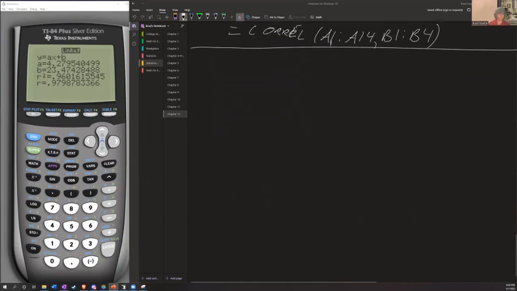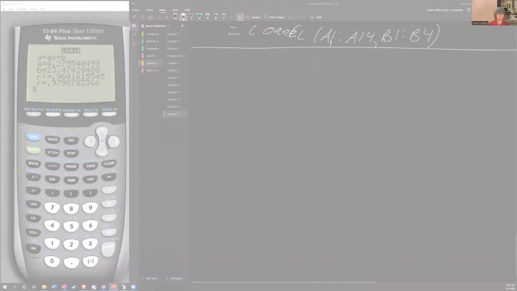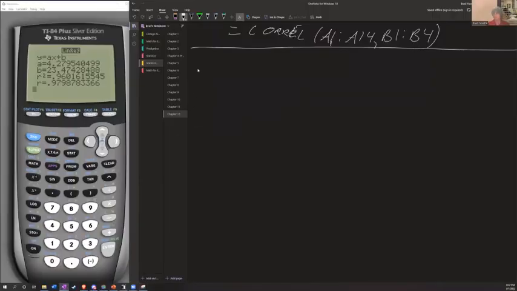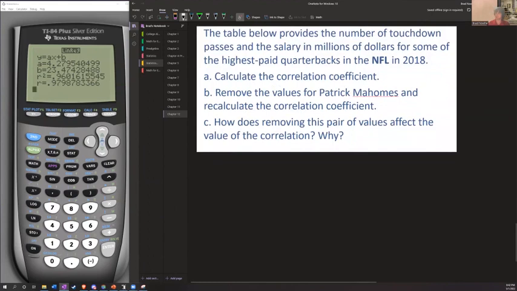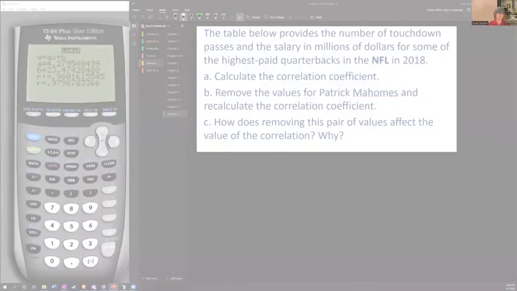Let's do another one. The table below provides the number of touchdown passes and the salary in millions of dollars for some of the highest paid quarterbacks in the NFL in 2018. Calculate the correlation coefficient, remove the values for Patrick Mahomes, and recalculate the correlation coefficient. How does removing the pair of values affect the correlation coefficient, and why? All right, so let's take a look here.